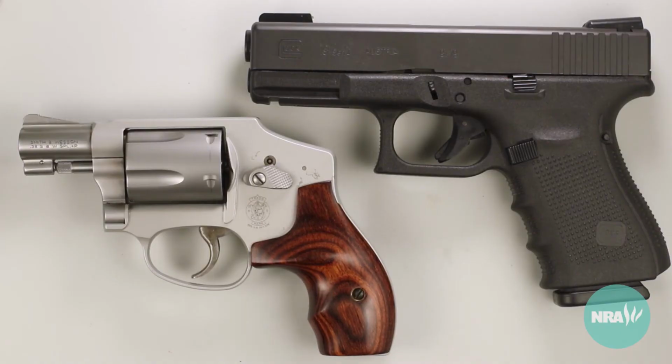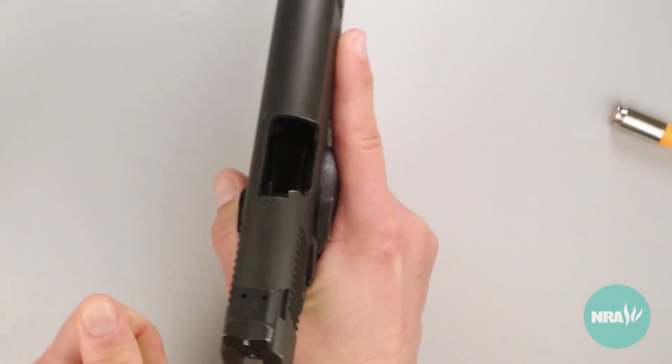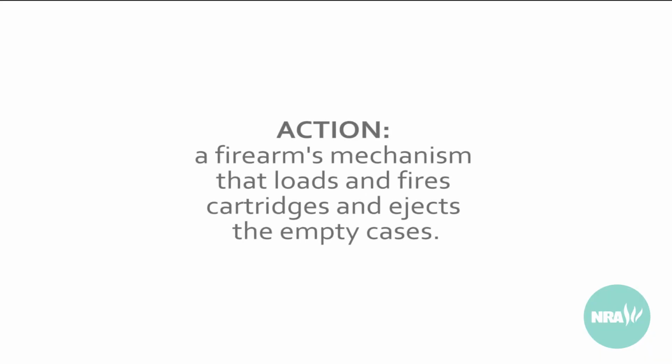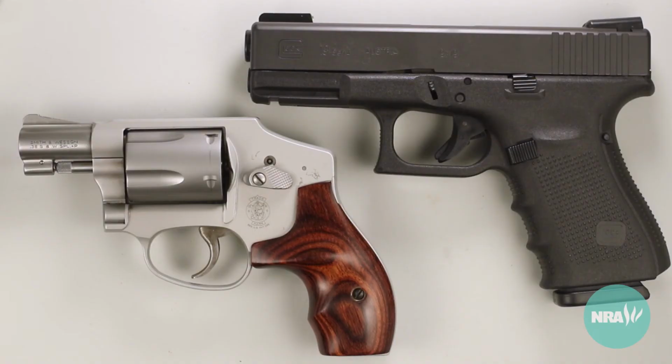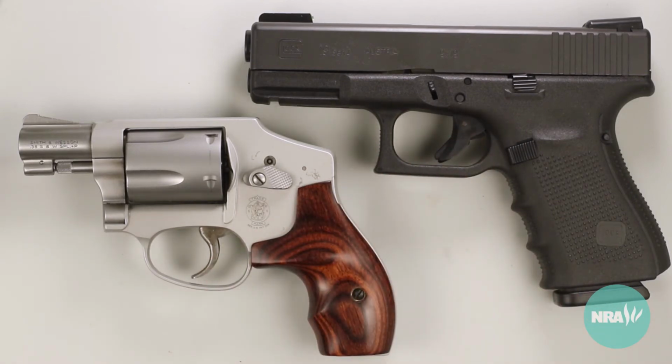The action is the mechanism of the firearm that loads and fires cartridges and ejects the empty cases. Parts of the action are contained within the frame. The trigger is the part of the action that, when pulled, initiates the process of a cartridge being fired.